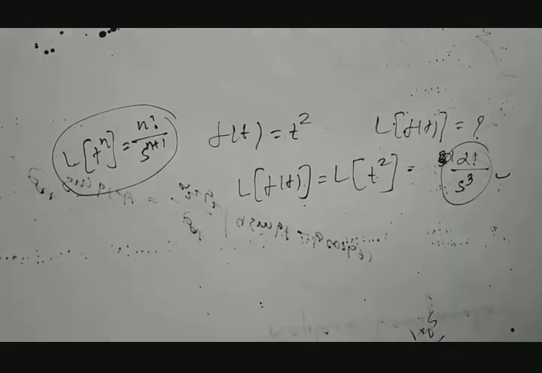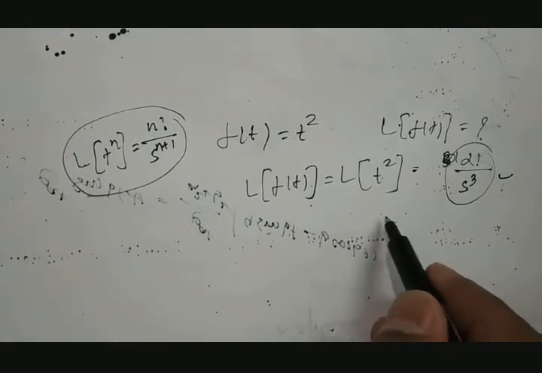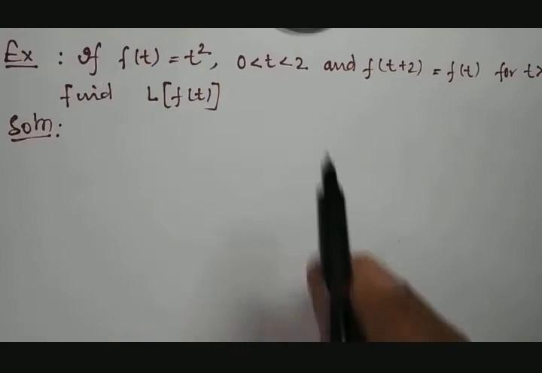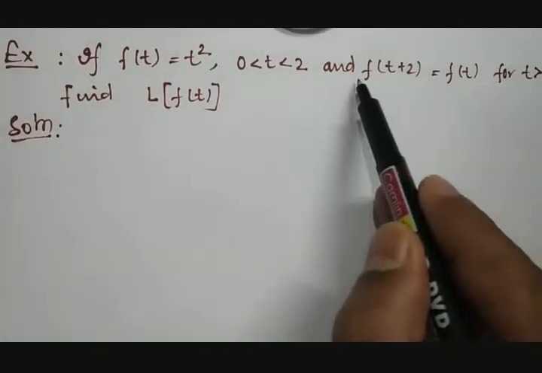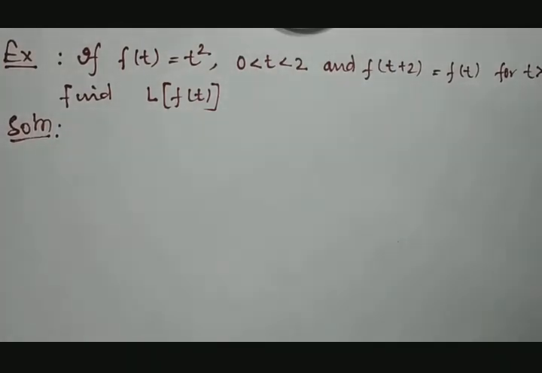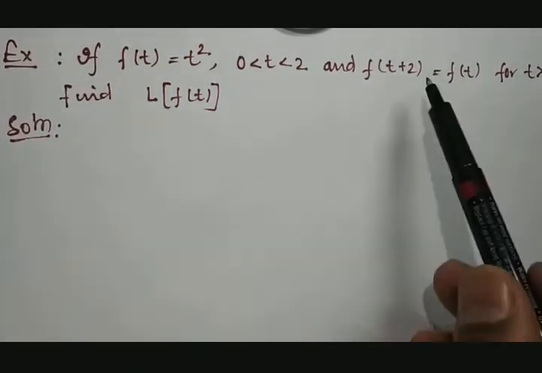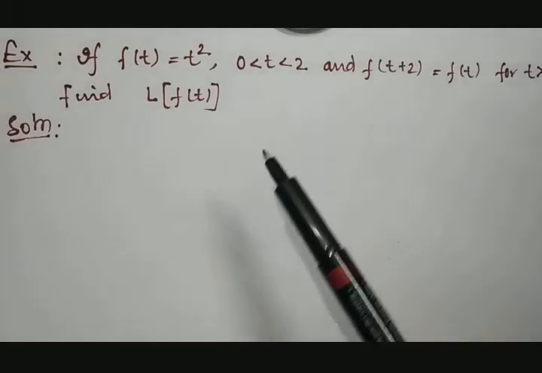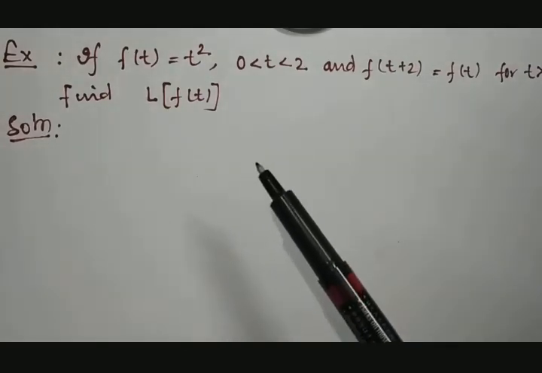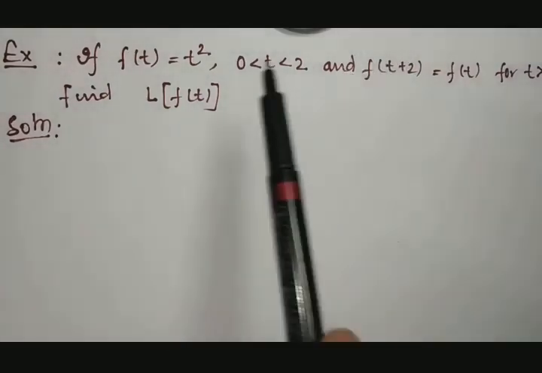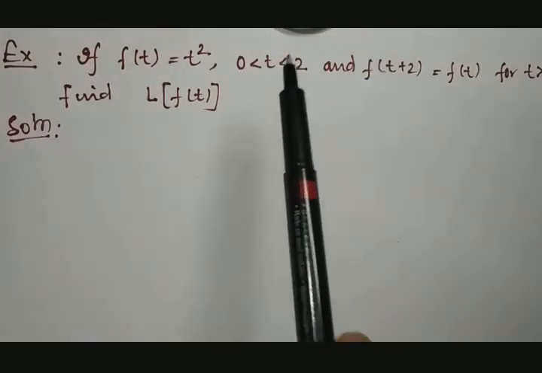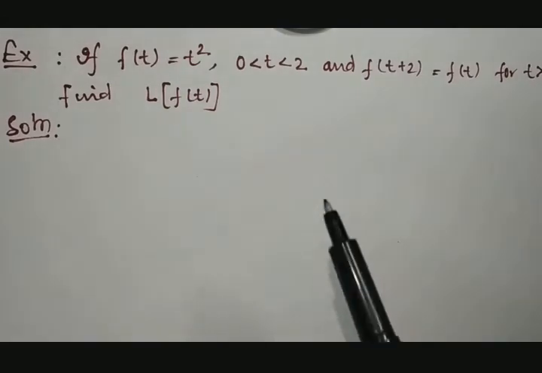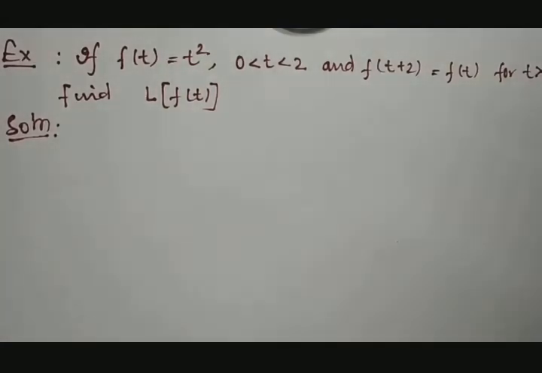But this procedure is not applicable for this example, because the given example is periodic. Fine, it is not that simple. Don't suddenly jump to the conclusion that 2 divided by s cube will be the solution for this. Since it is between 0 to 2 and it is periodic, please be careful, it is a periodic function, so we need to solve this using the periodic concept only.